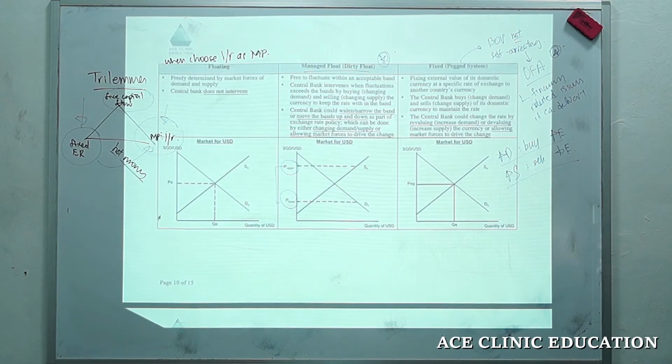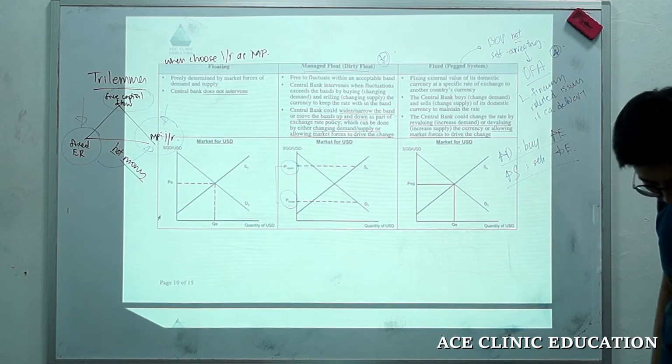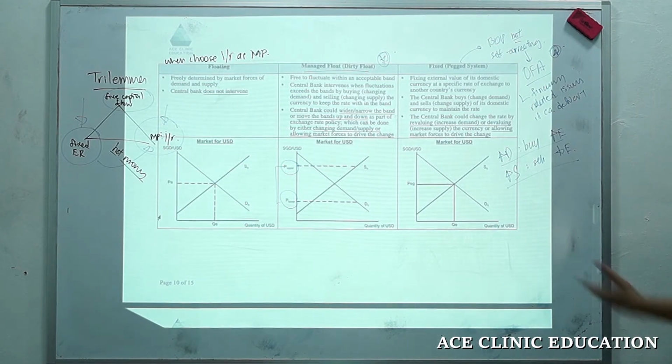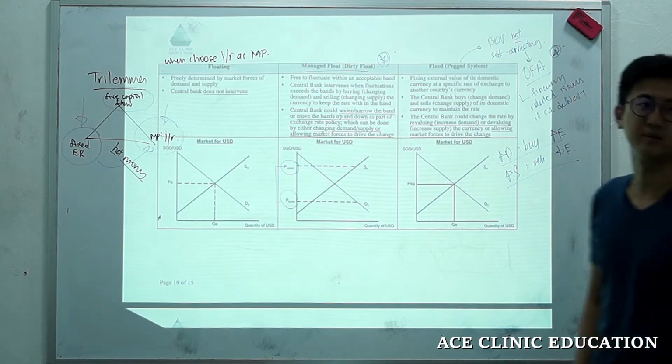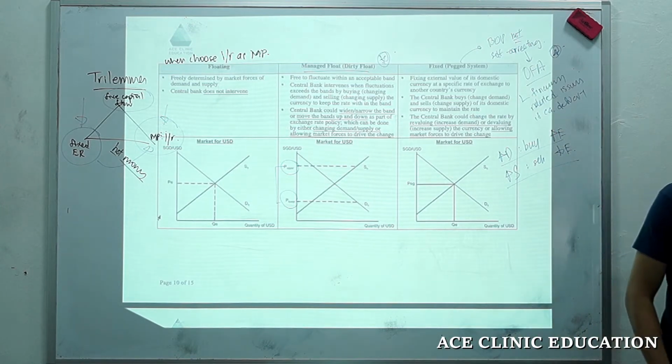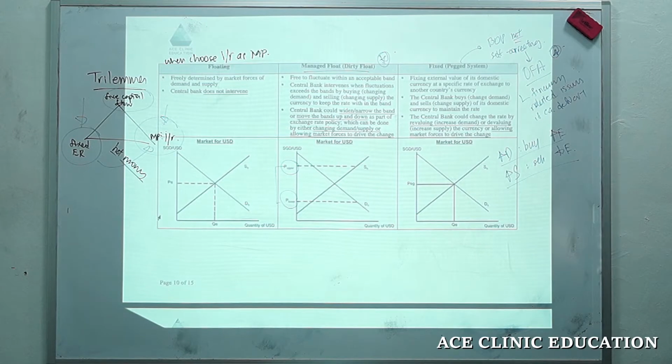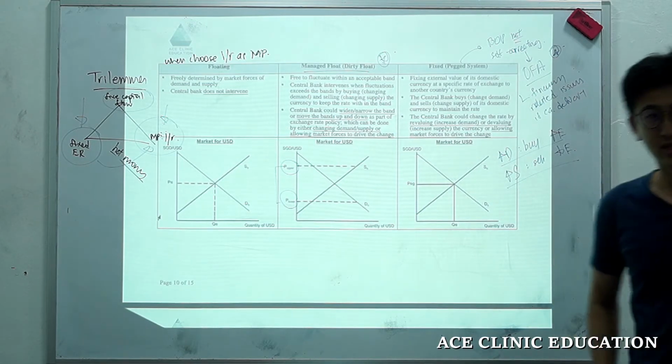Any idea why? You want to make a guess? Why would Singapore choose a managed float over a fixed system? You want to guess? So let's see why this is important.